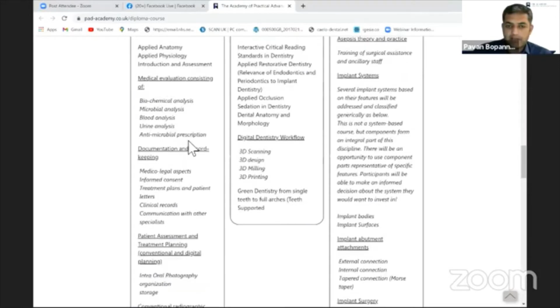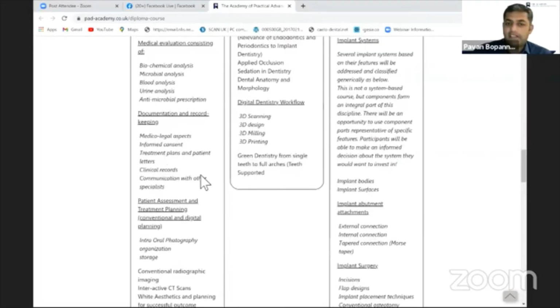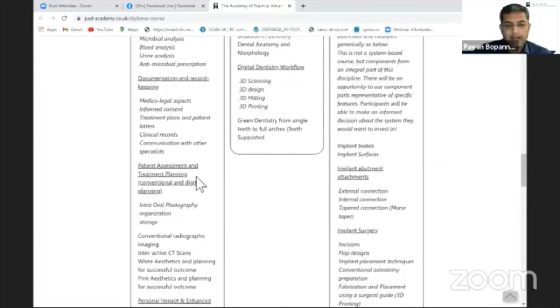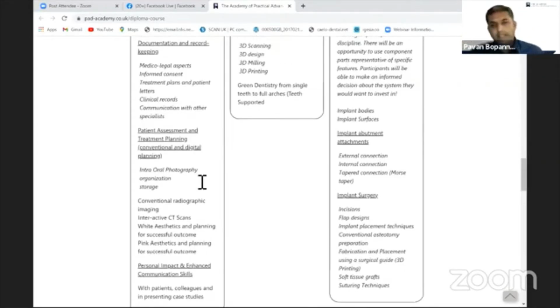Documentation, record keeping, patient assessment and treatment planning. So even if you don't place an implant, you should be able to plan and predict a good outcome. Or if you get someone else to place the implants for you, you can make sure that they do it at a fairly decent level.